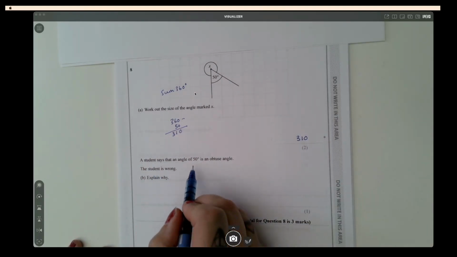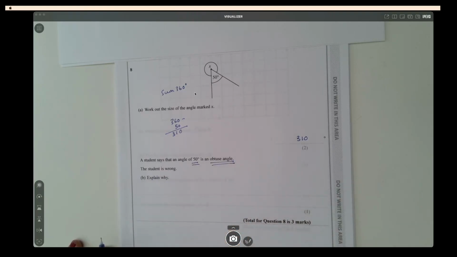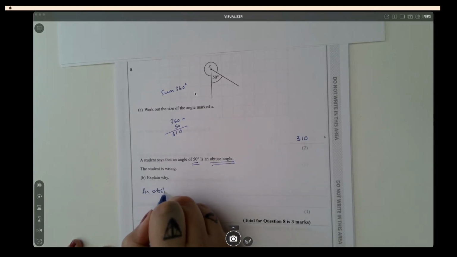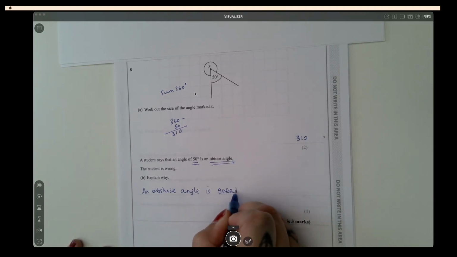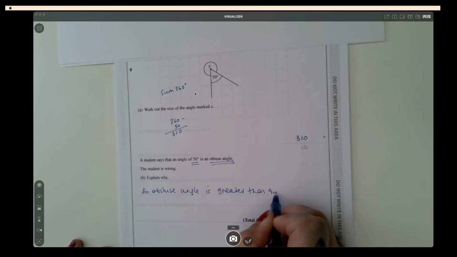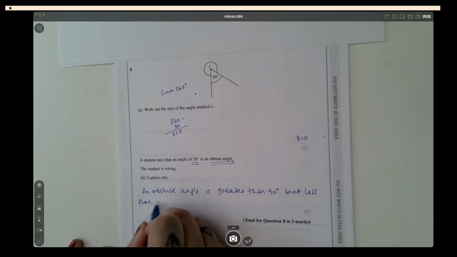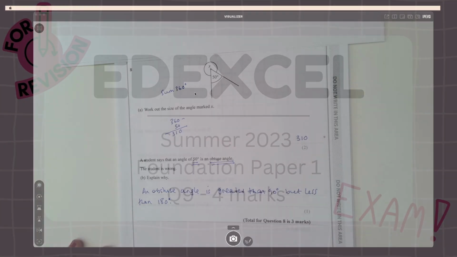The student says that an angle of 50 degrees is an obtuse angle. The student is wrong. Explain why. So the reason why is an obtuse angle is greater than 90 degrees but less than 180 degrees. So you're just explaining the characteristic of an obtuse angle.